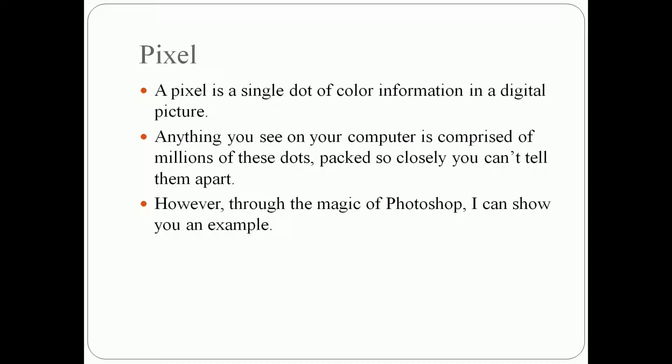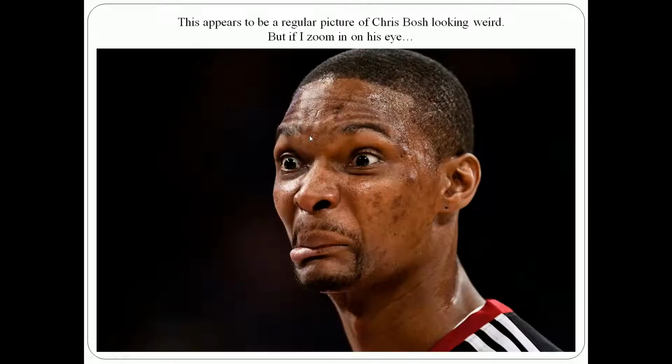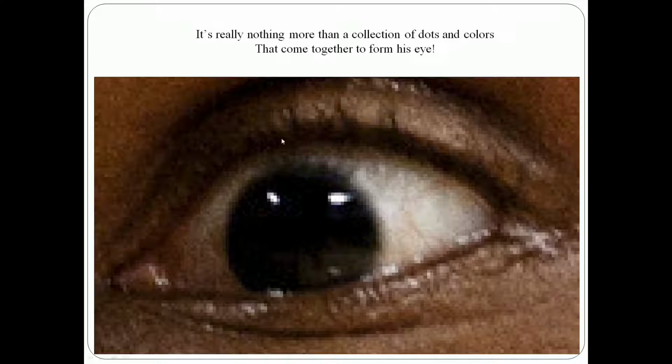Anything that you see on your computer is comprised of millions of these dots packed so closely you can't tell them apart. However, through the magic of Photoshop, we can show you an example. This is the ever photogenic Chris Bosch giving his best to try and photobomb the camera. But if I zoom in on his eye, which we're going to do right now, you will see that his eye, in fact, is comprised of millions of these tiny little squares of color. And these colors all blend together, and we'll go back so you can see it again.